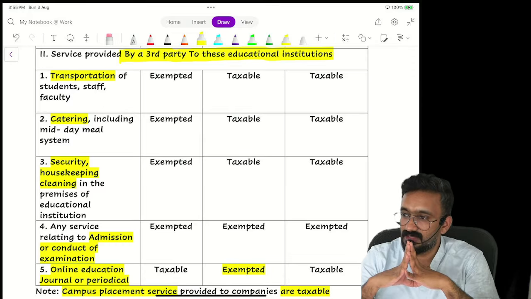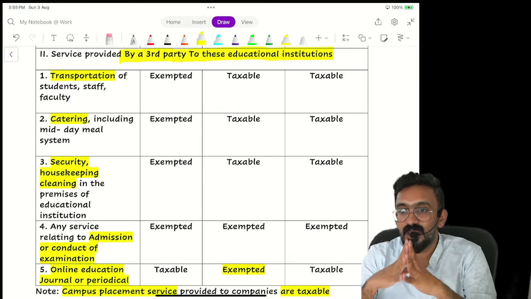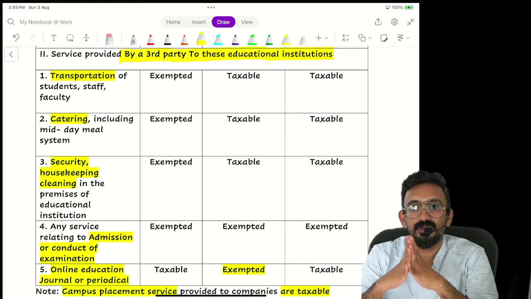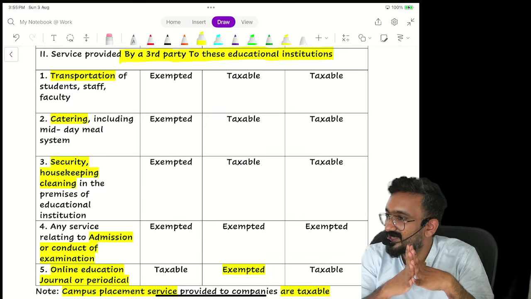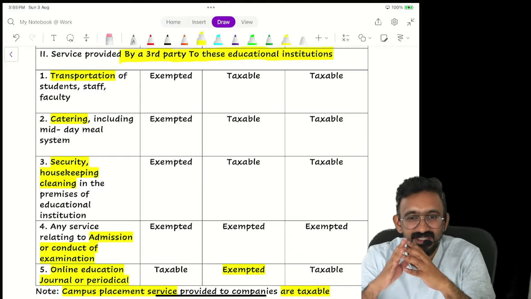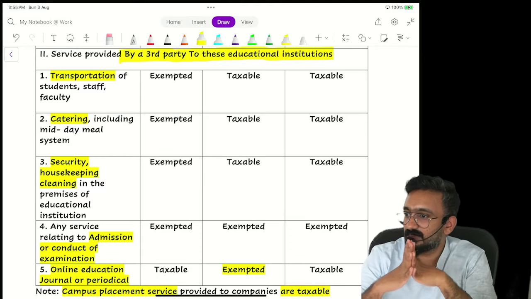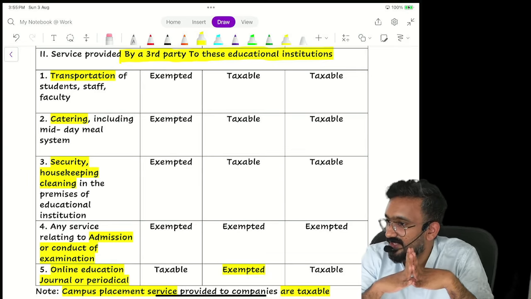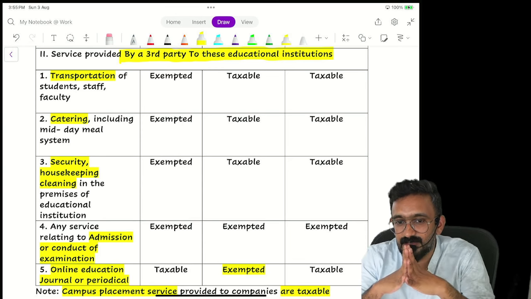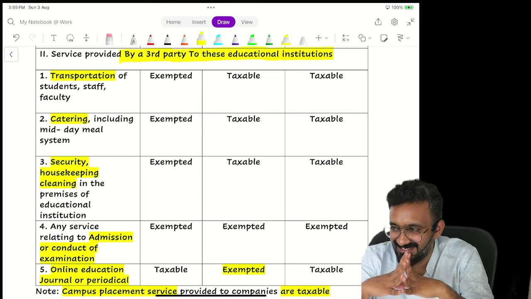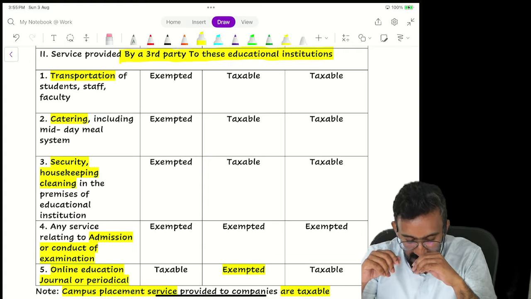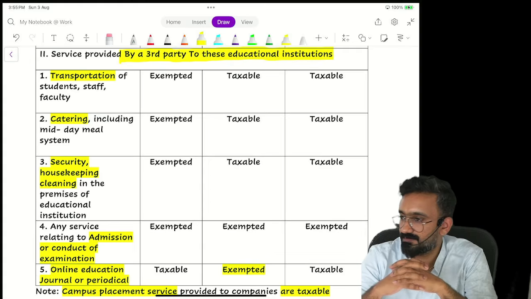Understanding? Okay. Then, if the same is provided to Loyola College, taxable or exempt? Taxable, because that's second category. The same is provided to Chennai IIT. Taxable, second category, IIT. Then second one, catering including midday meal system.